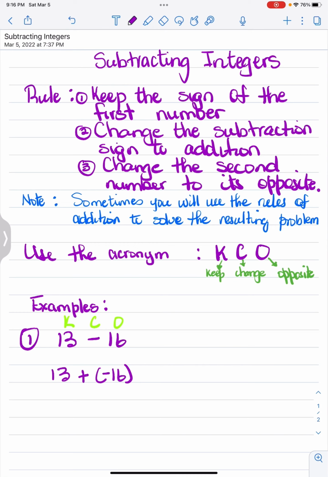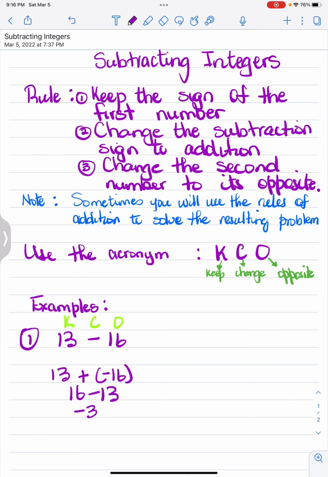Now we will use the rules of addition. Again, I'll link that video below. So when you're adding a negative, you subtract and you keep the sign of the larger absolute value. The absolute value of 13 is 13. The absolute value of negative 16 is 16. So that is the larger absolute value. So my answer is going to be a negative because negative 16 is the larger absolute value.